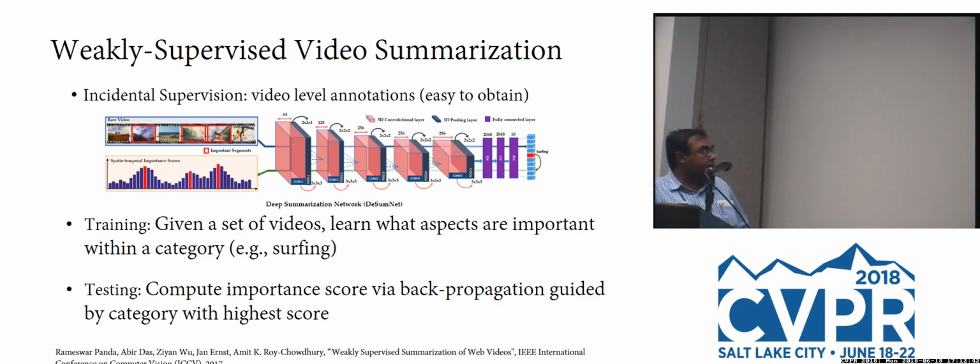And then, given that you've learned what is important, these importance scores are used to guide the summary for the test video. So if I have a set of videos of goals scored in a soccer game, the system learns what the important things are about those goals scored. And then if I have a test video, it extracts a summary based on what the system has learned.